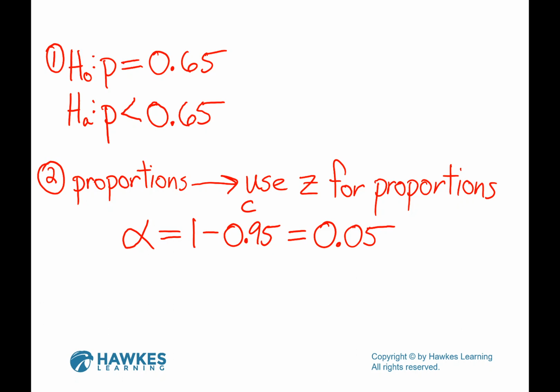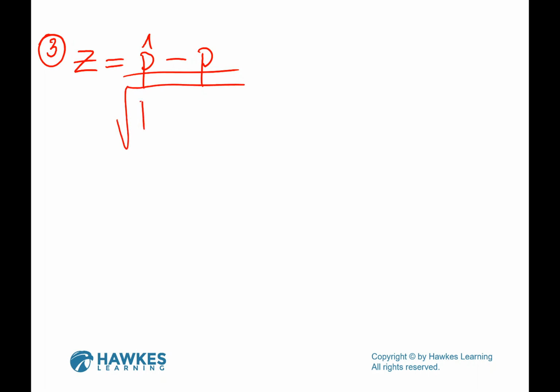And step 3 is where the majority of our new material is. We're using our new formula. Step 3, I'm going to fill into our formula. Here it is again. P hat minus P over the square root of P times 1 minus P over N.